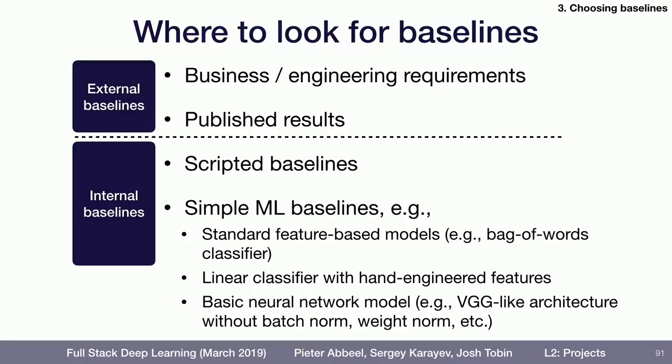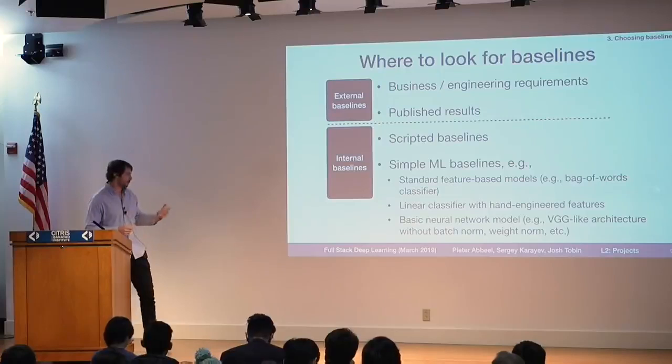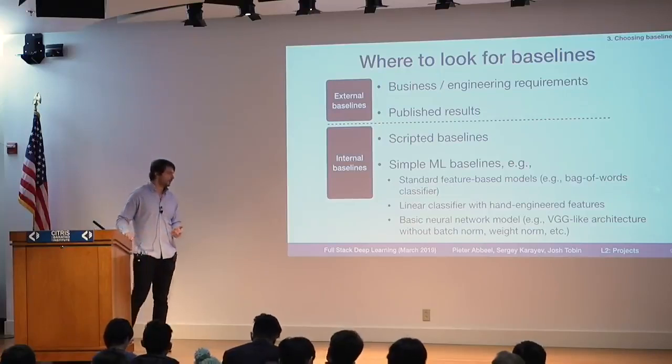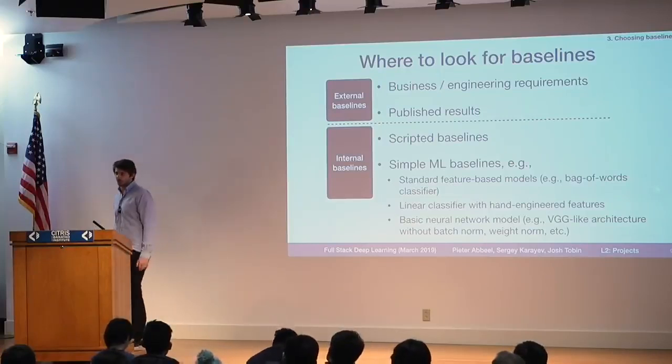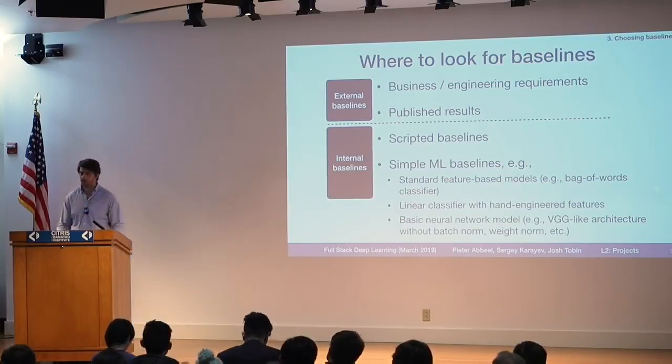You might try to hand engineer some features to use for your linear regression. Or if you're further along in the project or you're using vision data, maybe you use a really, really simple neural network model before you go and implement the latest state-of-the-art thing.